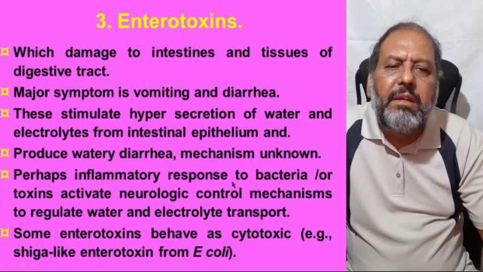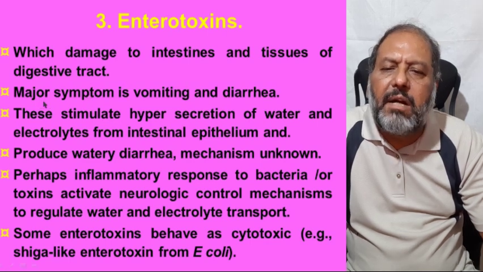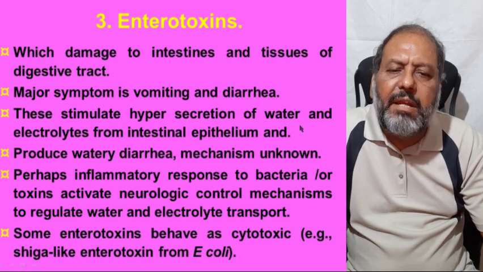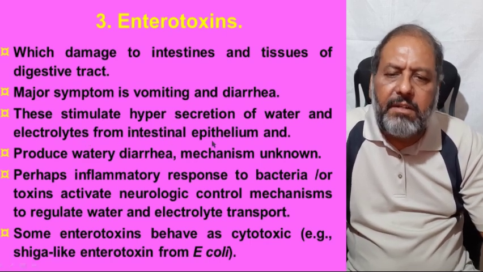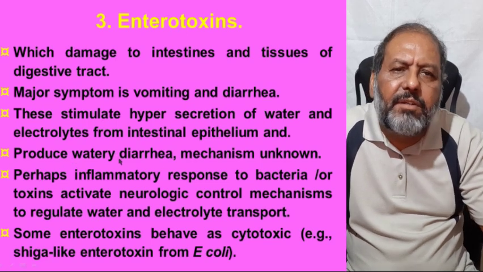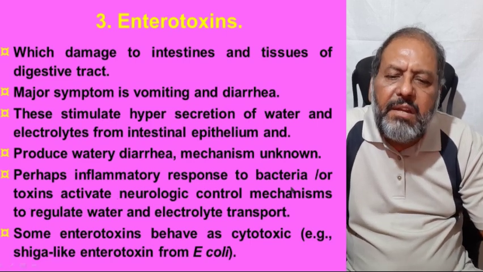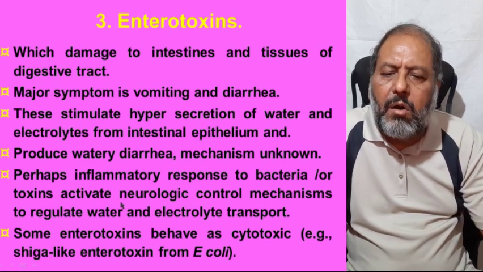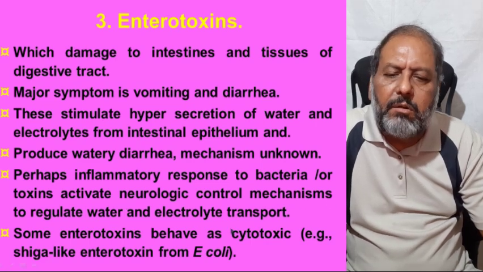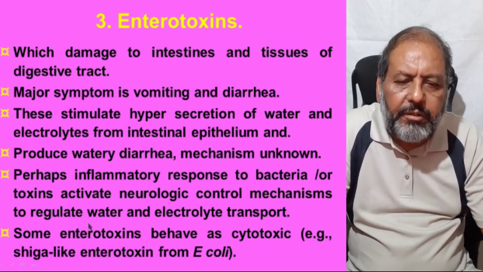Now, number 3 is enterotoxins, which damage the intestines and the tissue of the digestive tract. The major symptoms are vomiting and diarrhea. These stimulate hypersecretion of water and electrolytes from the intestinal epithelium and produce watery diarrhea. The mechanism by which they do it is unknown. Perhaps an inflammatory response to the bacteria or the toxin activates neurological control mechanisms that regulate water and electrolyte transport, causing the diarrhea and hypersecretion.